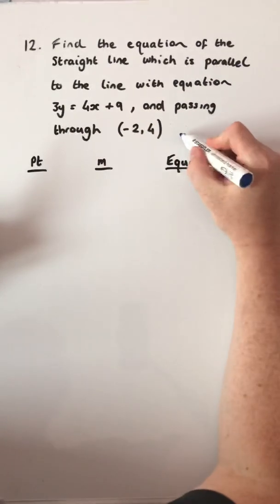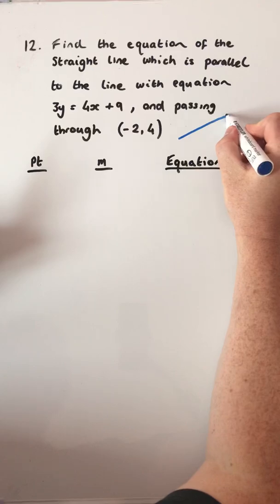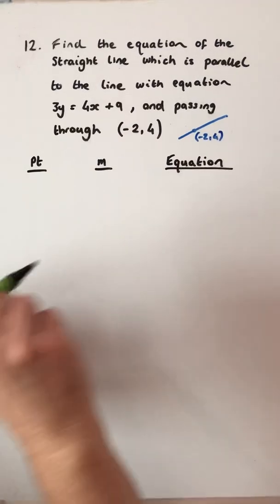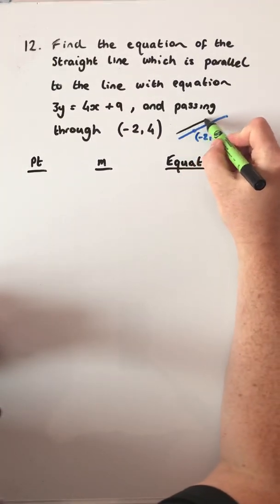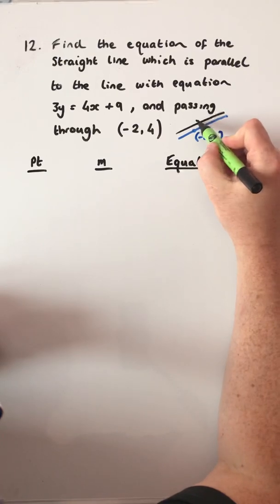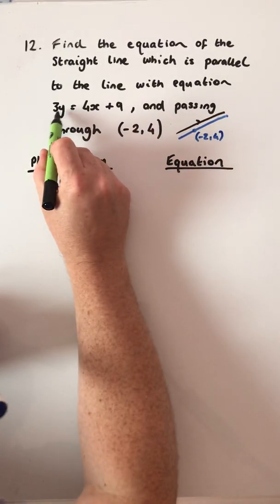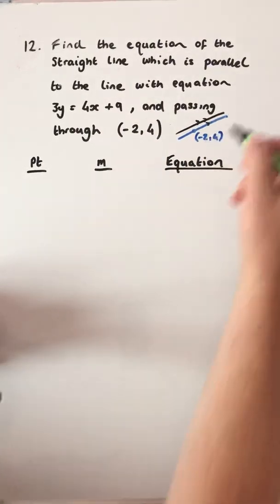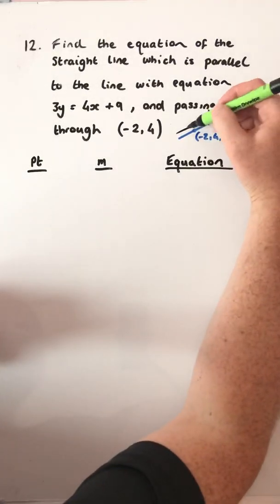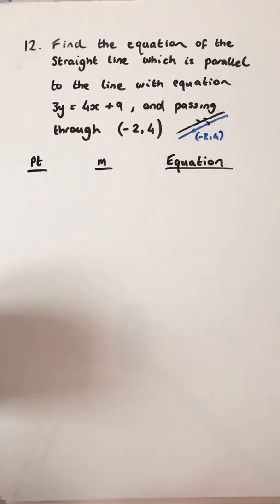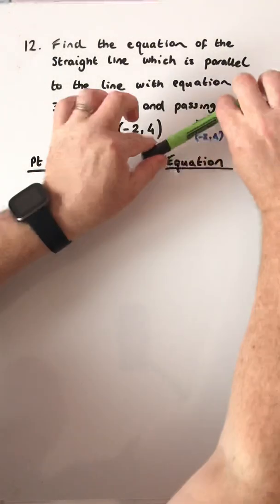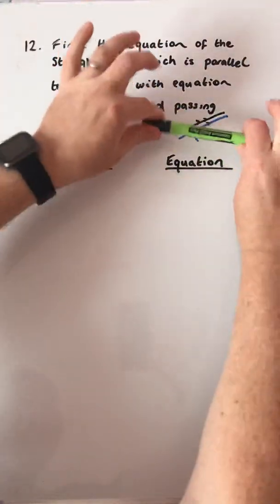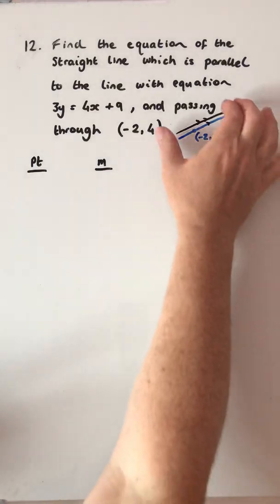Okay, so we're trying to find this straight line which passes through negative 2, 4 and is parallel to this straight line, and this black one is 3y is equal to 4x plus 9. So these ones are parallel. That means they're equidistant from each other, which means their gradients are exactly the same. They have the same steepness. So I've just drawn a sketch of that there. It might be going down from left to right, it might be horizontal, it might be vertical. Just a wee sketch to show you that.